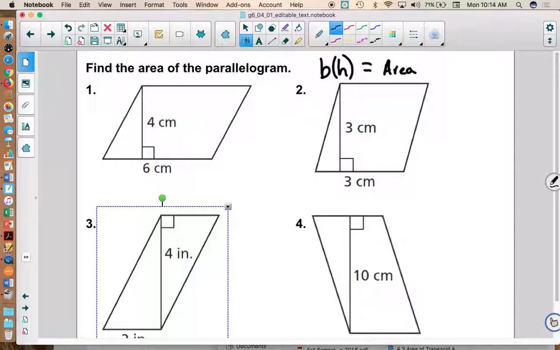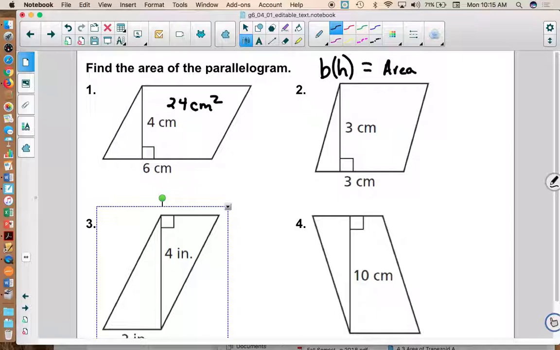Okay. Now, the question would be, look at the first one. Number 1. What's the area of number 1 going to give you? What's its area? 24 centimeters squared. I agree. How do you know for sure where to count the height? How do you know for sure that you've got the height of a parallelogram?